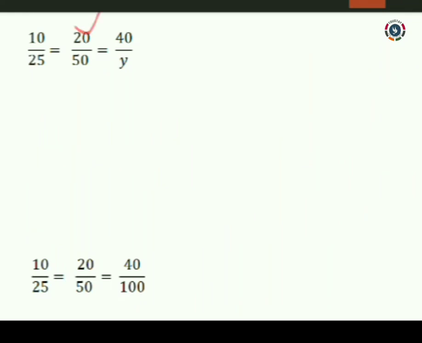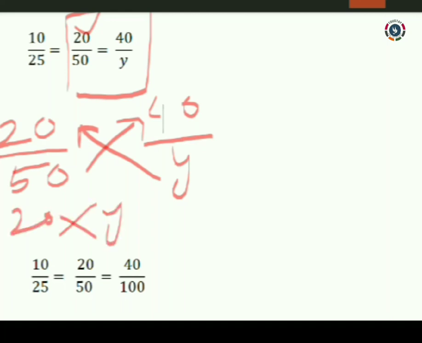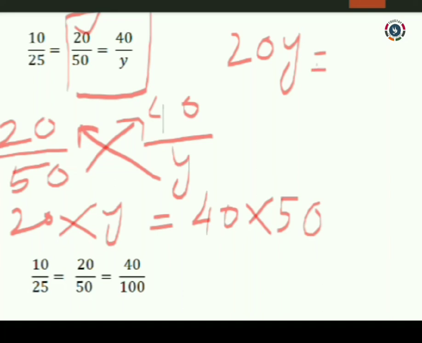Now you have to find the y value. For finding the y value, you have to compare these two fractions. So 20 divided by 50 equals 40 by y. Do cross multiplication. So 20 into y is equal to 40 into 50. 20 into y is 20y. This is equal to 40 into 50, 4 fives are 20, you will get the answer as 2000.